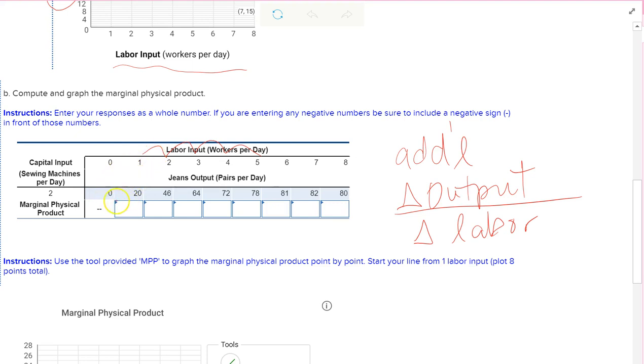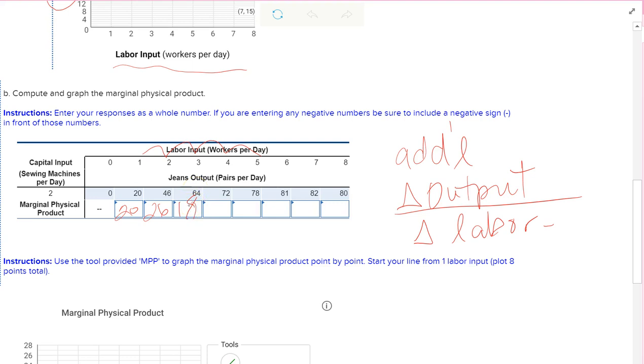So for that first worker, well, with no workers, we produce 0. So our marginal output with that first worker is 20. We get a total change of output of 20 and 1 worker, right? 20 divided by 1. Then we have a change in total from 20 to 46 divided by 1 again, because from 1 to 2. So we've got 26 marginal. And then from 46 to 64, we've got 18, and so on and so forth.